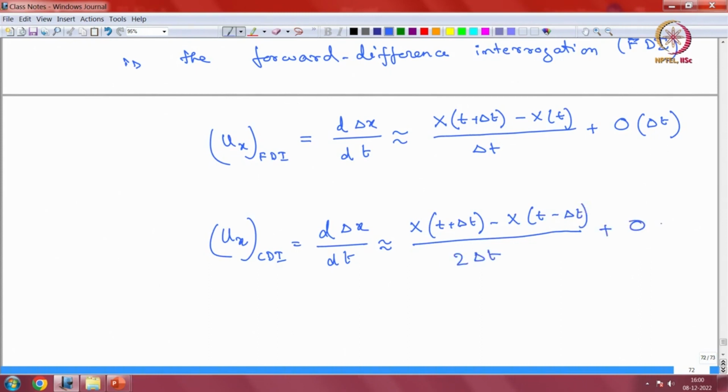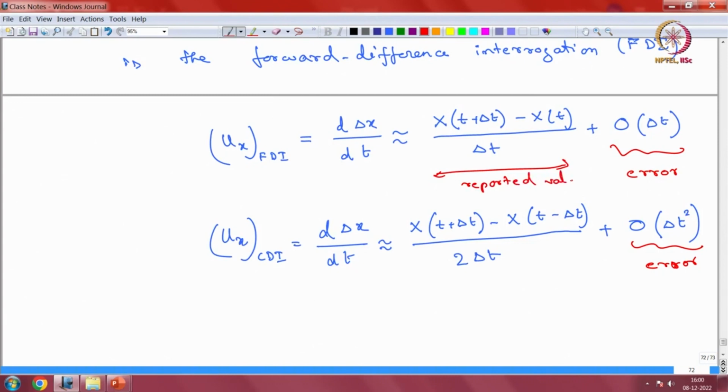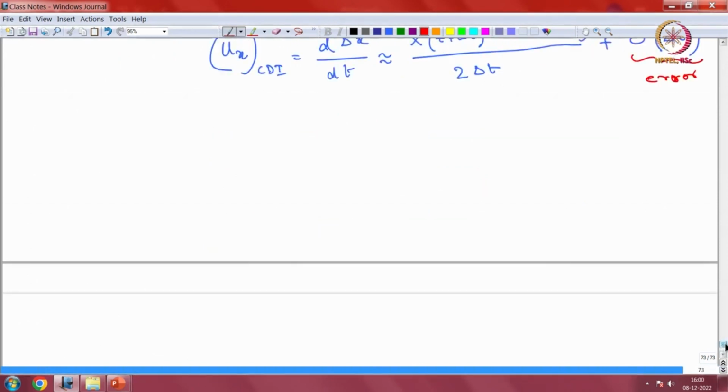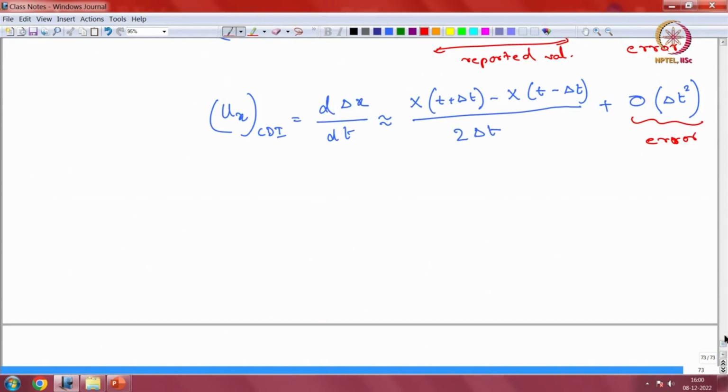In this case, you can show using Taylor series approximations that the order of the error is now reduced. So, this is the error, by the way, obviously, and this is your reported value. And the order of error in the central difference scheme is of the order of delta t square. So, as you decrease delta t further and further, you end up getting a better result in the central difference case. We want to see this with an example.